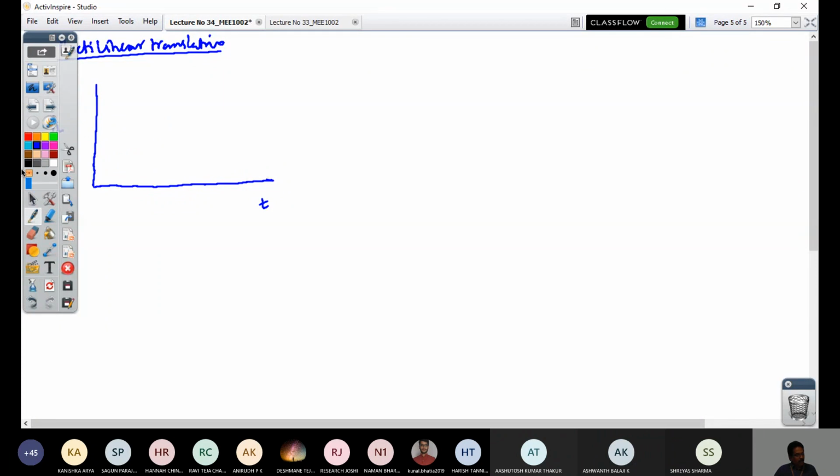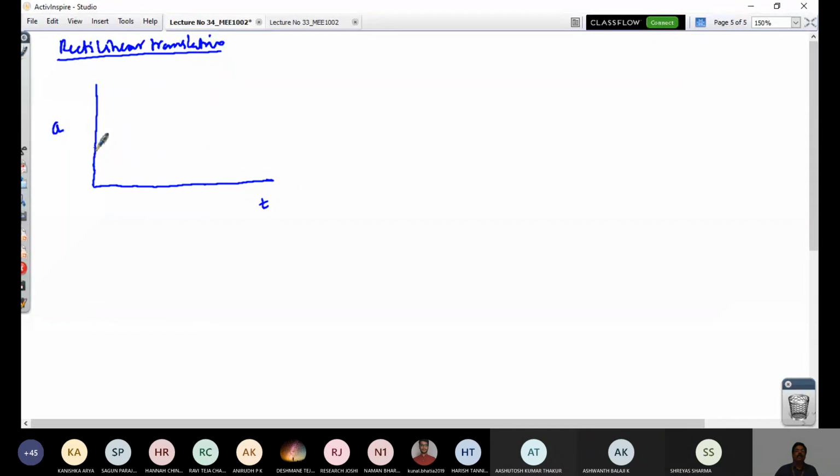At the constant rate for 10 seconds, and then it decelerates at a constant rate of 2 meters per second squared. So here it is 10 meters per second squared for the first 10 seconds, and then it is decelerating with 2 meters per second squared. If I plot this, I'll have this is -2, this is 10.